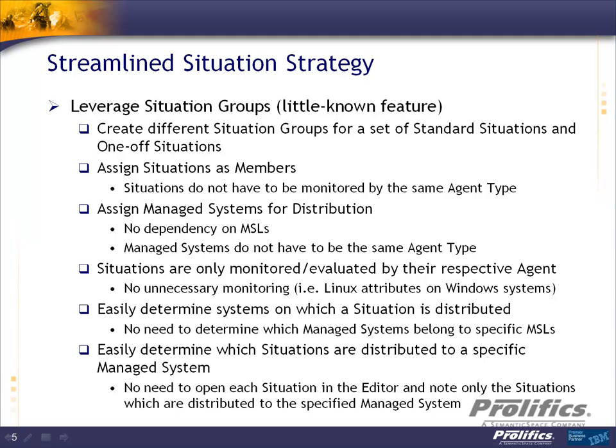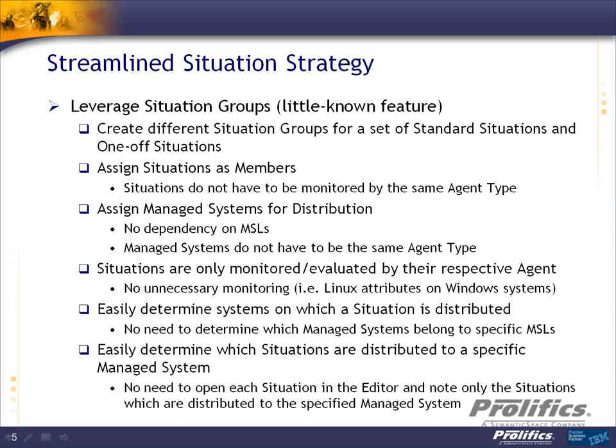By leveraging these situation groups, we can assign situations as members, and this gives the added flexibility that situations do not have to be monitored by the same agent type. And you'll see more about this in the demo, but what I mean by that is essentially I can create a situation group and have situations from a Linux OS agent and a Windows OS agent as members of the same group. So that vastly reduces the number of situation groups I have to manage, because I don't need to create a grouping for each agent type.